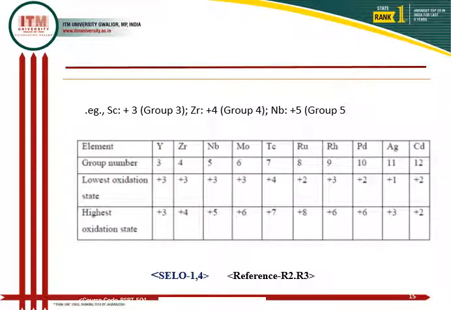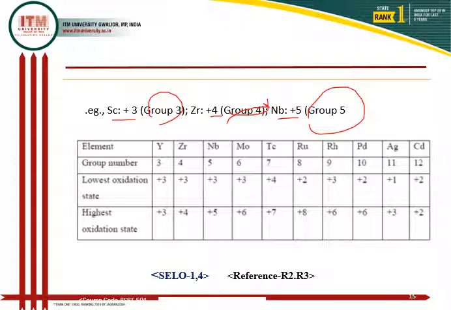So if we see, scandium is having the plus 3 oxidation state, it lies in group 3. Zirconium is having the oxidation state plus 4, it is lying in group 4. So according to their group number, the oxidation state is coming. Niobium is having plus 5, that's why it is in group 5. So here you can see the lowest and the highest oxidation state telling about its group number, that is of yttrium, zirconium, niobium.